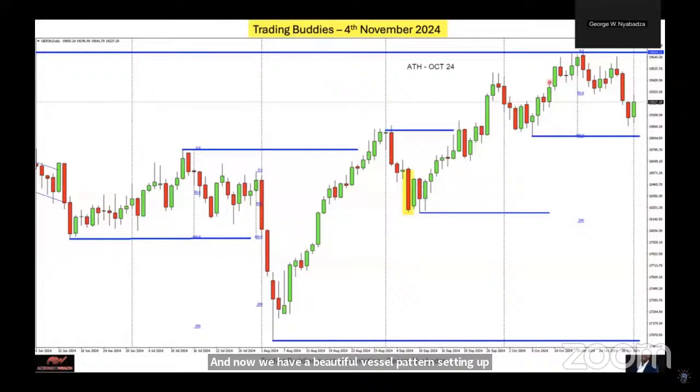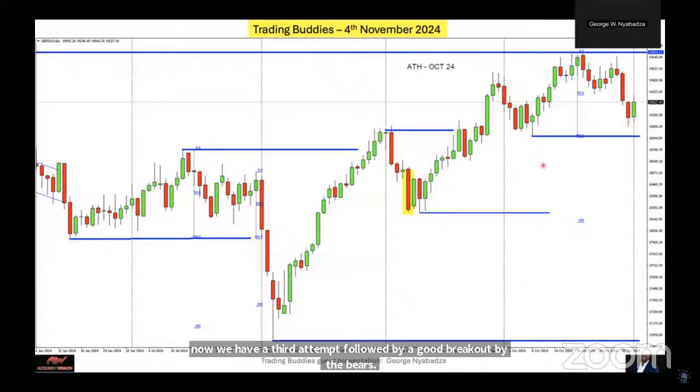So we have 3 attempts to push up. 1, 2, 3. That's a wedge top. On that high, we have a micro double top. But if we look to the left, we have a larger wedge pattern. 1 here, the market went up. 2 here, the market went up. You could call this high a double top out of 2. And now we have a 3rd attempt followed by a good breakout by the bears. You could keep looking back and keep seeing all of these attempts. So a beautiful case for the bears.